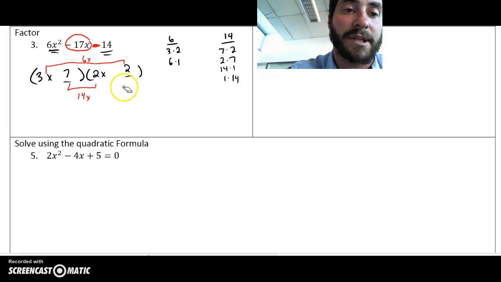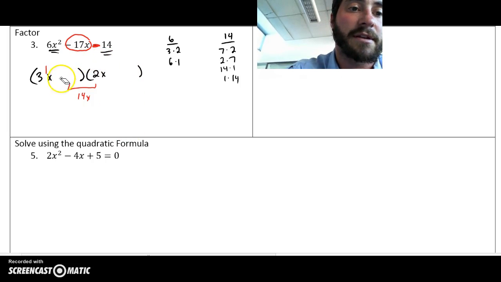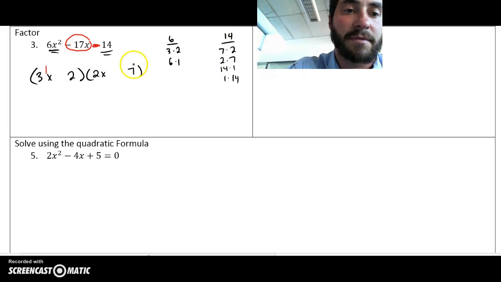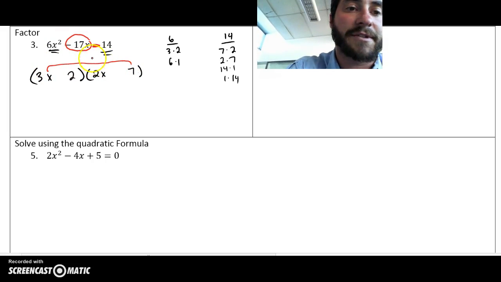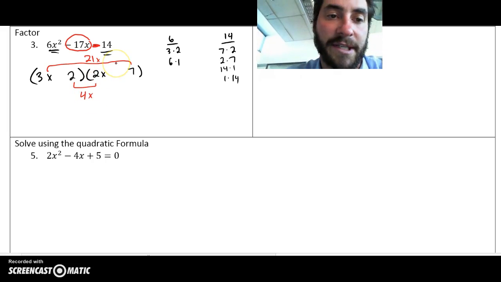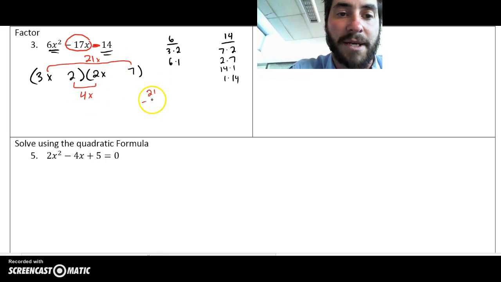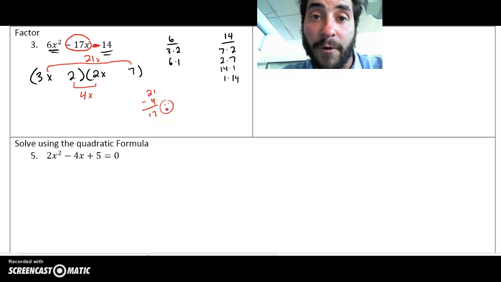So let's try a different one. Let's not do 7 and 2, let's try 2 and 7. Maybe that'll work. The outside, that's 21x. The inside, that's 4x. That looks promising. 21 minus 4 is 17, which is what we were looking for.